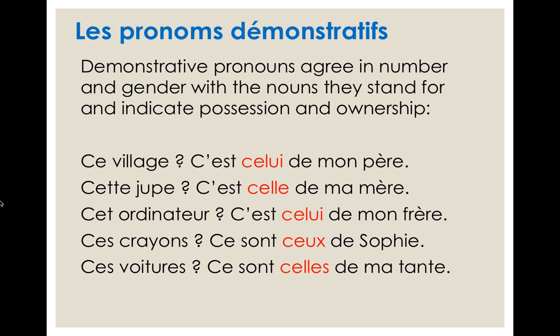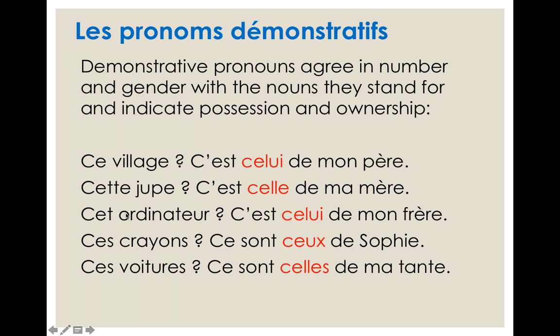So you can see here we've got ce village, which is the adjective describing the noun. But if we want to use a pronoun to stand in place of this whole noun, we're going to use one of these demonstrative pronouns. Celui, here's the masculine one, celui. Cette jupe, c'est celle de ma mère. That's the feminine one. Cet ordinateur, well, here we had one of those masculine singular demonstrative adjectives that came before a vowel or an H, so we had to use this special form. But you'll notice here, we just use the masculine singular form of the demonstrative pronoun. C'est celui de mon frère.